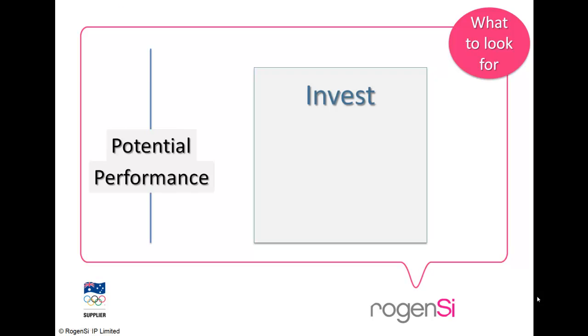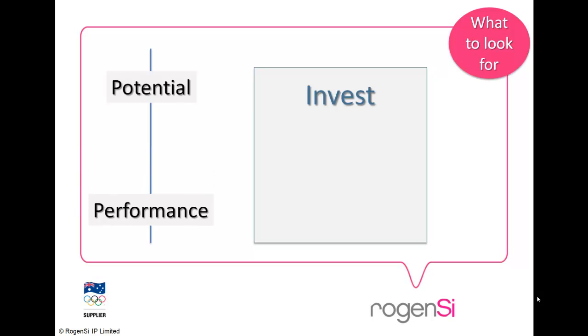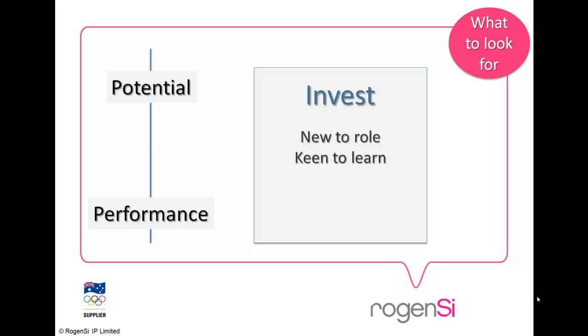What we really want to help you with is what would you look for in someone who's in your invest area. So just as a reminder, first thing you're going to look for is that their potential is high but their performance is low. Typically that means they're probably new to the role that they've got, but what you'll see them is being very keen to learn, eager to find new opportunities. They're good at taking feedback and they apply what they learn. This is the invest group, and we'll give you a strategy for coaching them in the next part of this module.